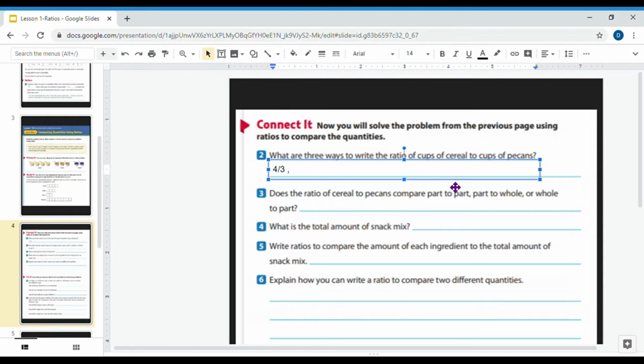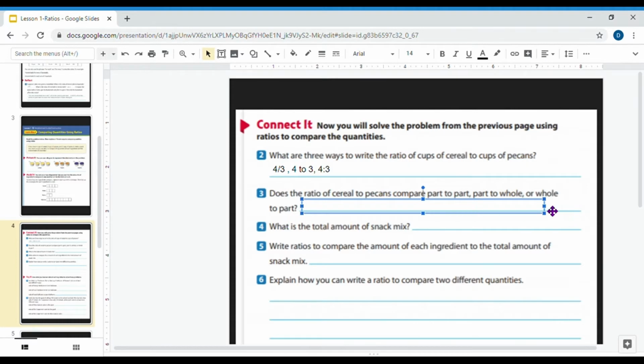The second way is going to be using the word to. So 4 cups to 3 cups. And the last way is using the colon, 4 to 3. And then number 3 says, does the ratio of cereal to pecans compare part to part, part to whole, or whole to part? When I see whole, that means the total amount of everything. In this case, I've got 2 parts of the total, so I know that I am comparing part to part right now. I have 2 different parts.